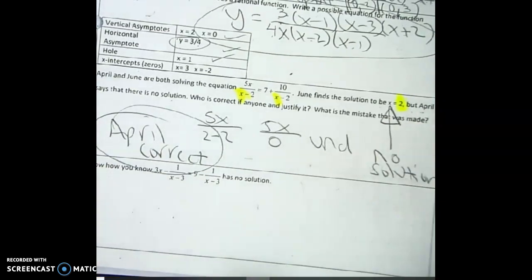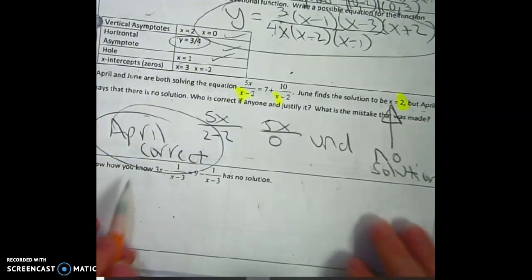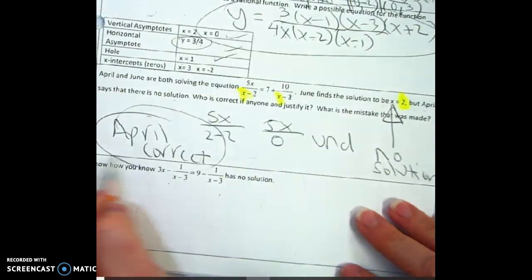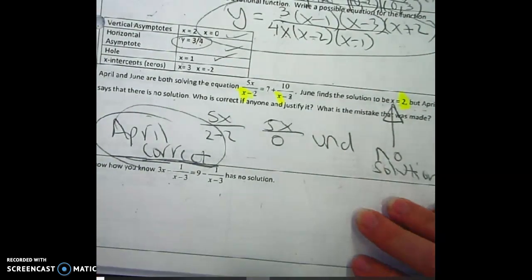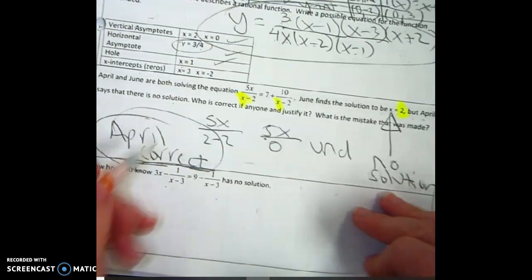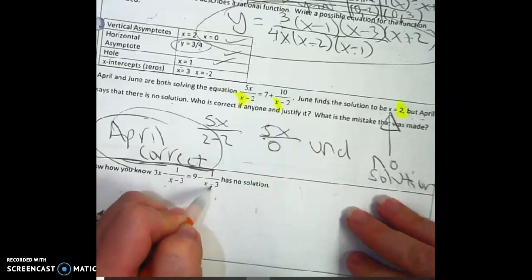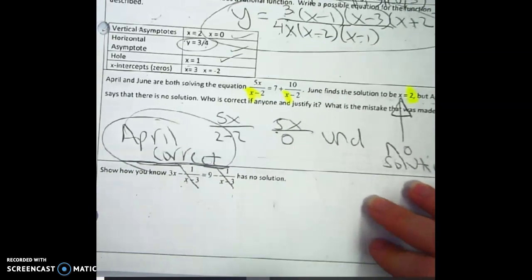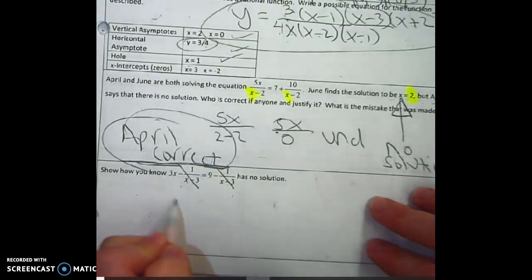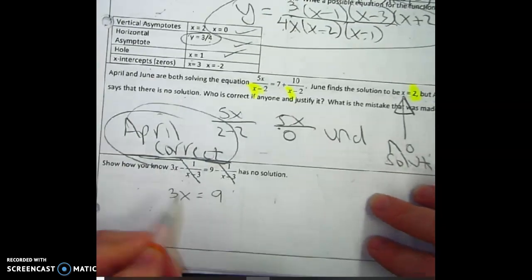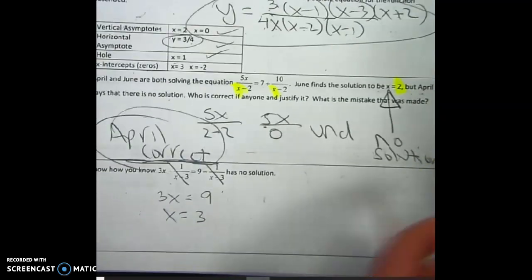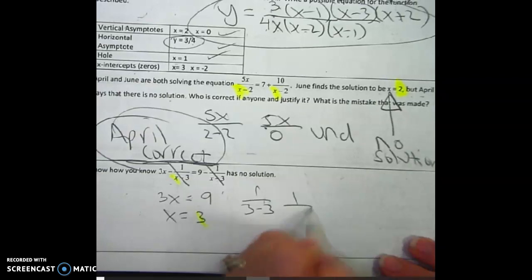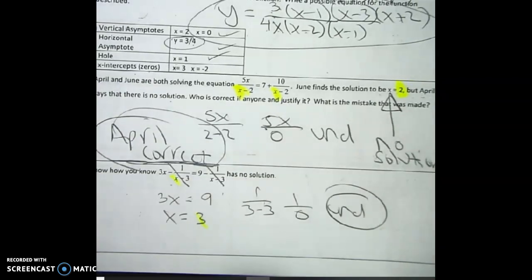So you need to make sure you state all those things. All right, show how you know that this has no solution. Okay, so that means I know the answer is no solution. Now I need to actually solve it. So when I have the same thing on the left and the same thing on the right, I can cancel them. Okay. If you didn't know that, I'll eventually show you how I can get the same thing. So I get 3x equals 9, divide by 3, x equals 3. You plug 3 in there. 1 over 3 minus 3 is 1 over 0, which is undefined.